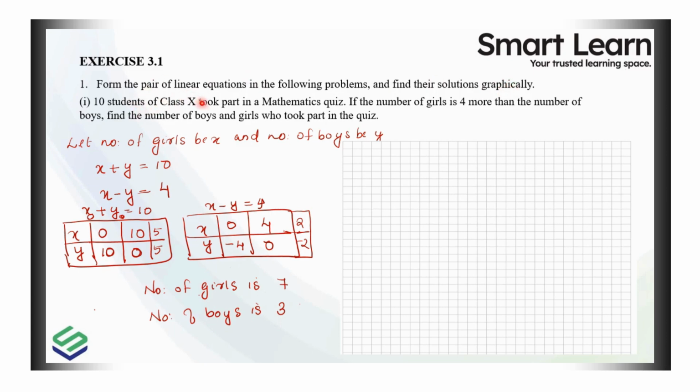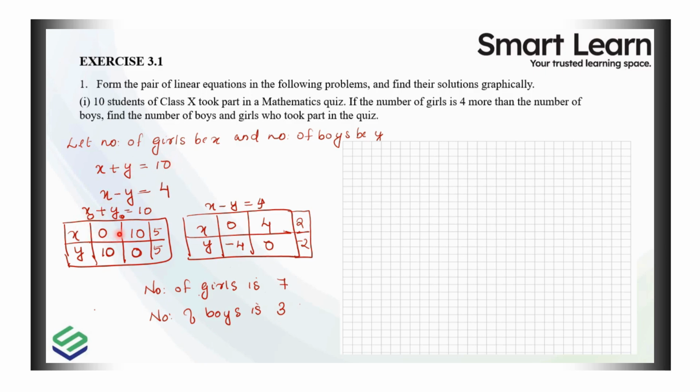10 students of class 10. If the number of girls is 4 more than the number of boys. So here the girls and boys are there. Let the number of girls be x and the number of boys be y. Their difference is x minus y equal to 4, and the total of 10 students gives x plus y equal to 10.